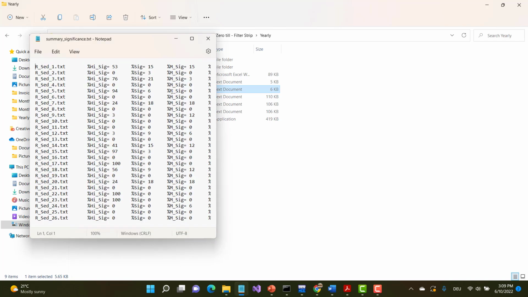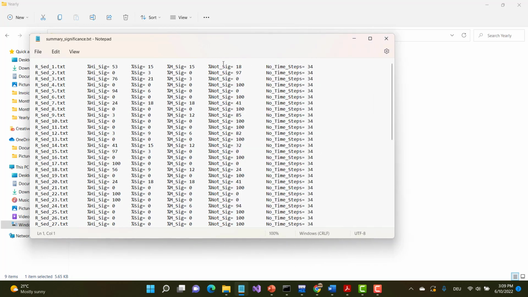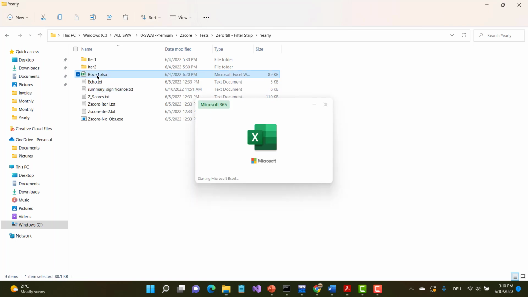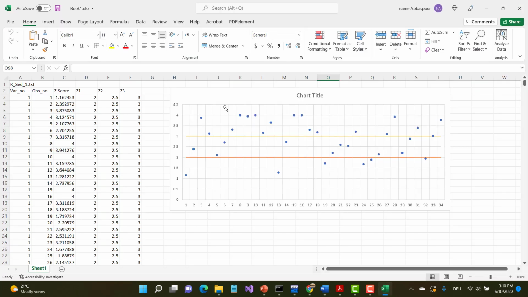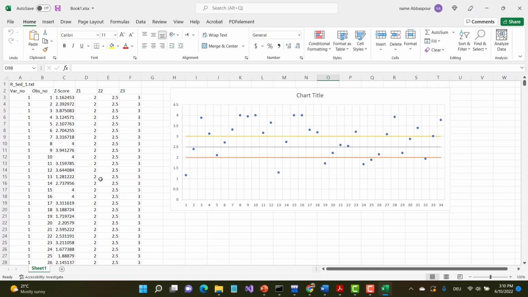You can look at the summary significance like before, and this summary significance is telling you 18% of the time is not significant, 97% of the time is not significant, and so on. And then you can again plot this for temporal difference. So here I plotted it. So here you see we have like 34 variables because we have 34 years for sub-basin number one. So you can see that here.